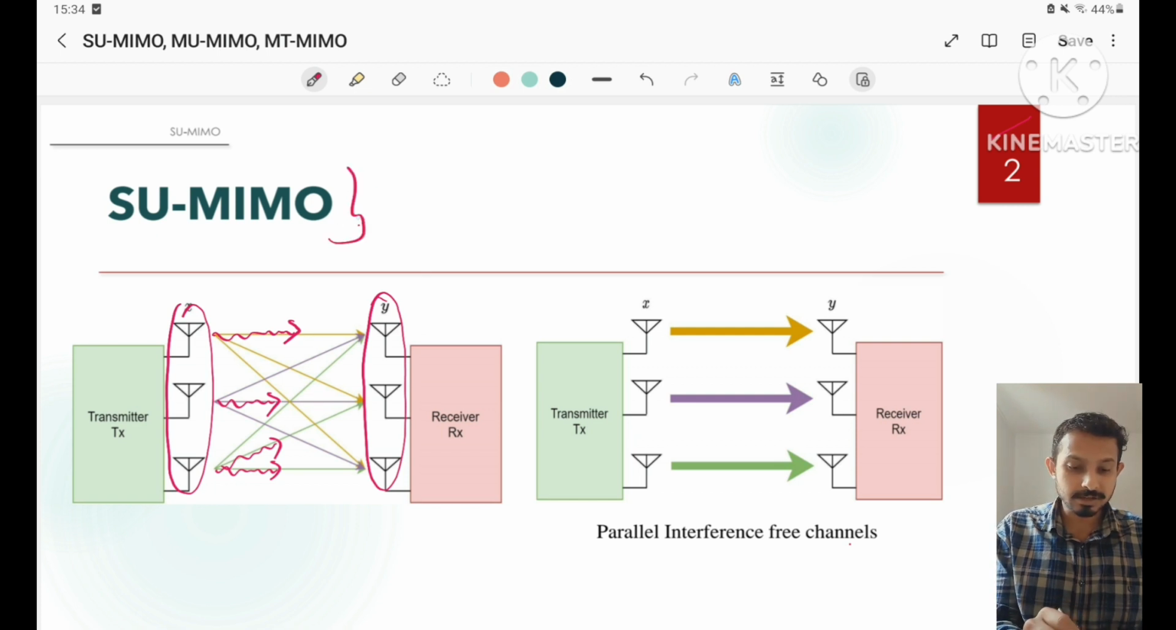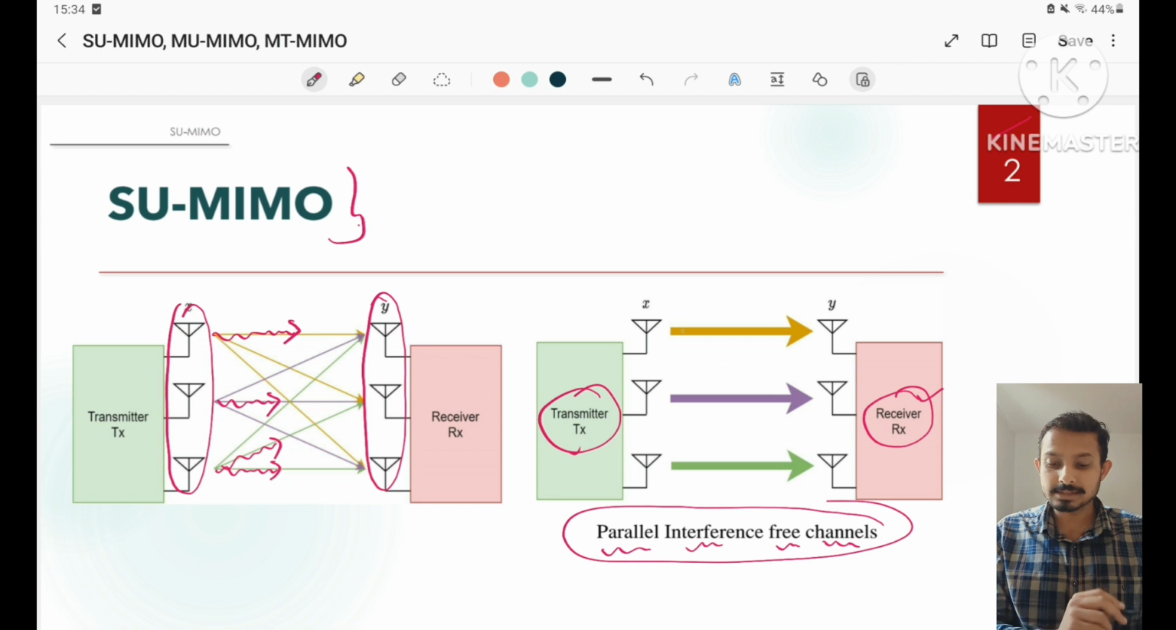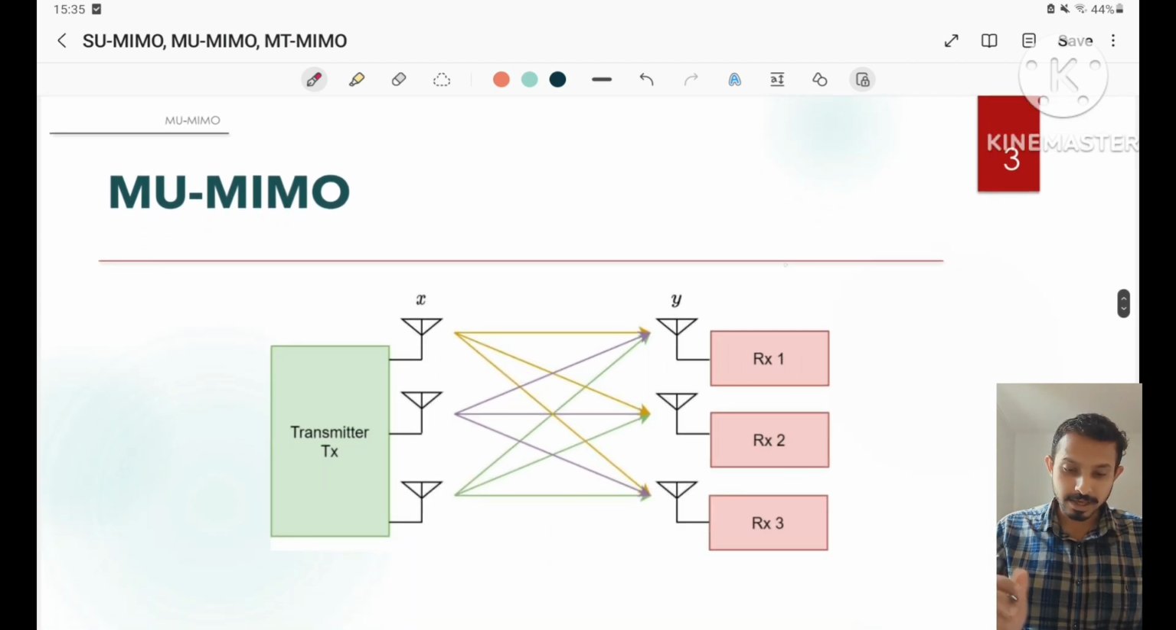So now in single user MIMO, due to the pre-processing at the transmitter and the processing at the receiver, it may be possible to create parallel interference-free channels. As a result, we can now send separate data streams from the transmitter to the receiver, which do not interfere with each other.